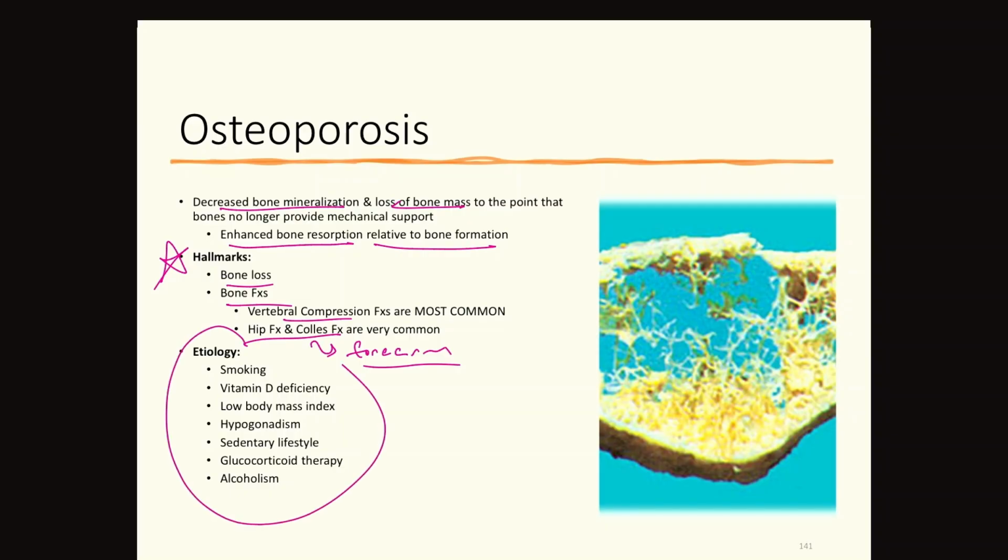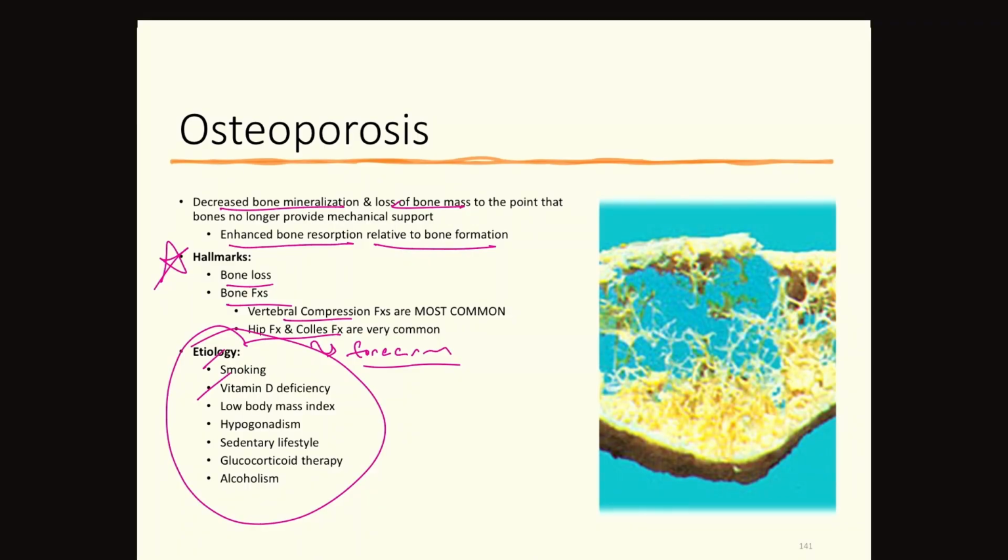Underlying causes for osteoporosis: smoking, vitamin D deficiency, get out, get sunlight, low body mass. Being very light and frail doesn't help with your bones. Why? What law? Wolff's Law. The heavier you are, the more your bones are having to carry that weight around. They're going to have thicker bones.